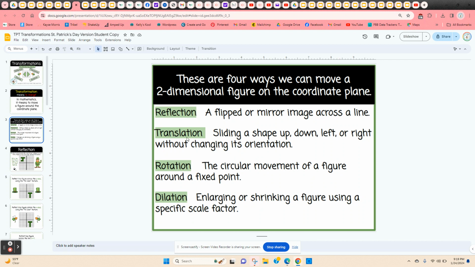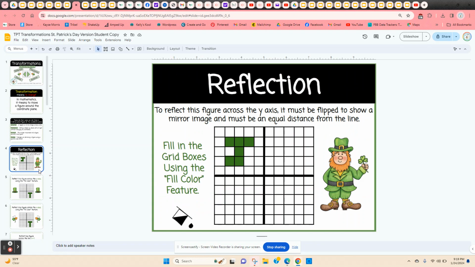They're given a definition of the four different transformations you're going to see in this lesson. Students can refer back to slide 3 if they need a definition. And they're going to start on slide 4. So this is a lot of fun for the students. They're going to use the fill color feature of Google Slides in order to show their transformations.